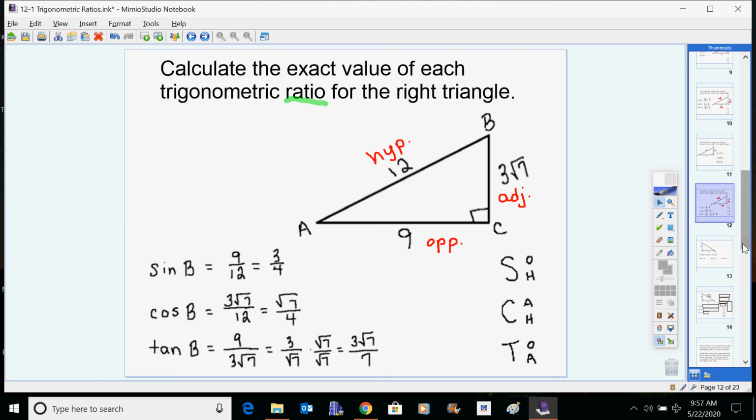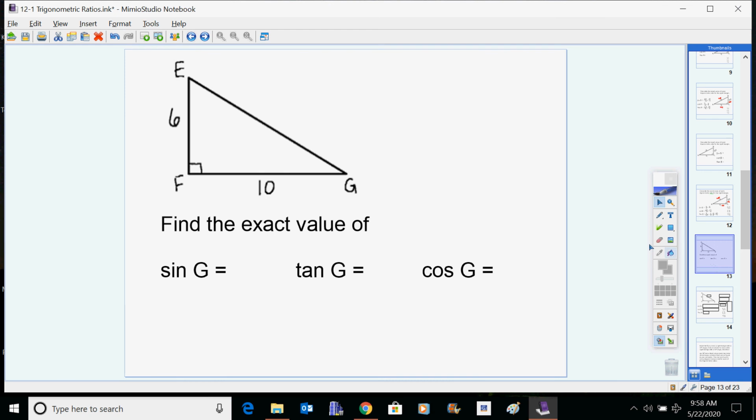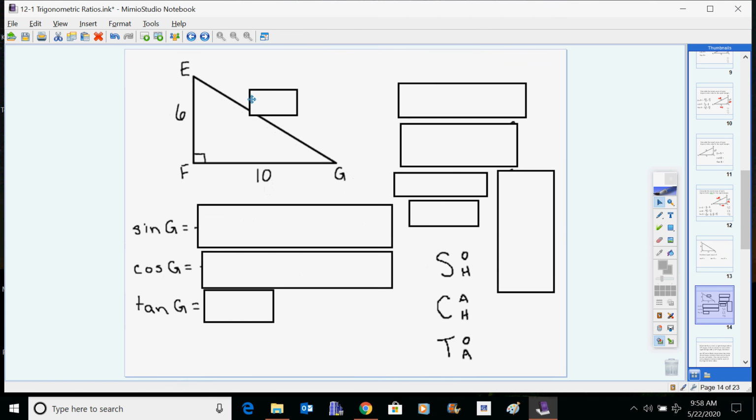Okay. So let's take a look here. We want to find the exact value. Exact value means that you're going to be able to do this mostly by hand and do your calculations. Sine, cosine, and tangent of G. Well, that's great, but we only have 2 numbers. And if we wanted to label them, we'd say, okay, I only have the opposite and the adjacent. What about the hypotenuse?